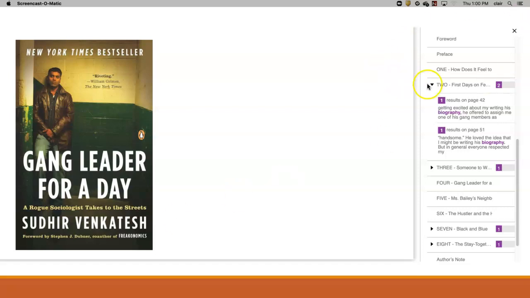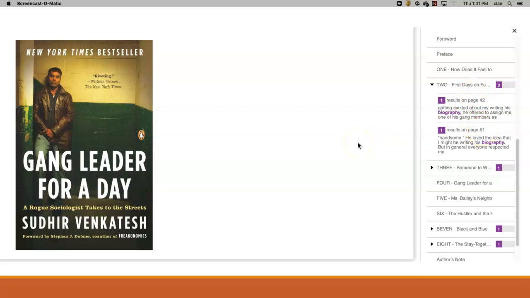And if you do that, here I searched for the word biography, it will show you in which chapters and on which pages that word came up. It's a little bit tricky if you haven't used this before, but anytime you see an arrow like this, that means in this chapter that word was referenced. And here it tells you the number of different pages where that word pops up. So in chapter 2, we see the word biography came up 2 times, on 2 different pages. One was page 42 and one was page 51. It's just a helpful search tool.